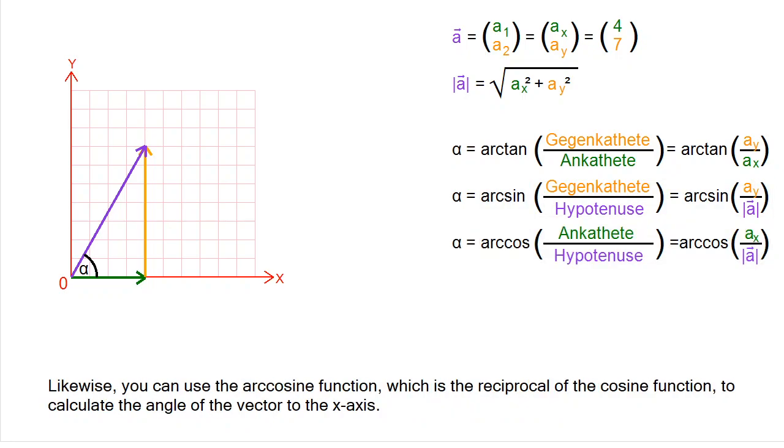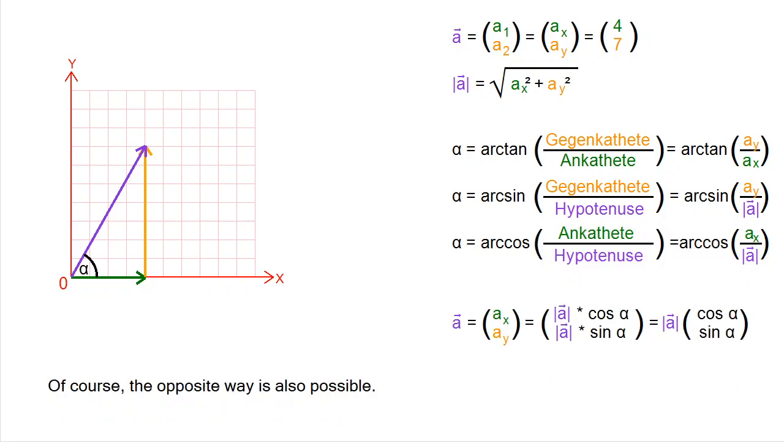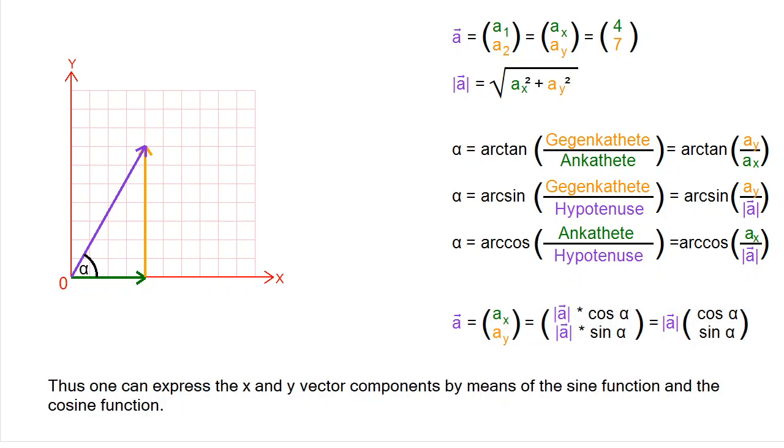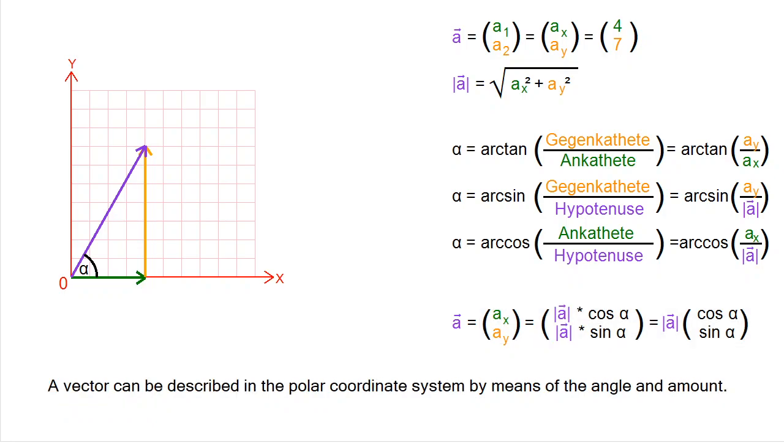Likewise, you can use the arccosine function, which is the reciprocal of the cosine function, to calculate the angle of the vector to the x-axis. Of course, the opposite way is also possible. Thus, one can express the x and y vector components by means of the sine function and the cosine function. A vector can be described in the polar coordinate system by means of the angle and amount.